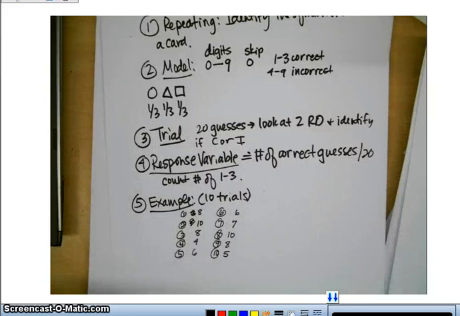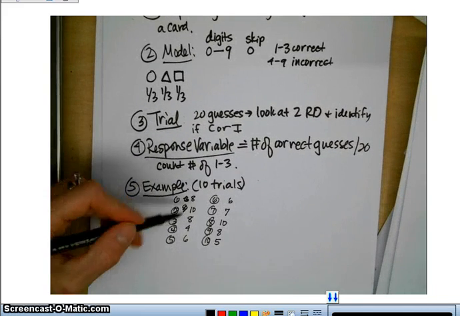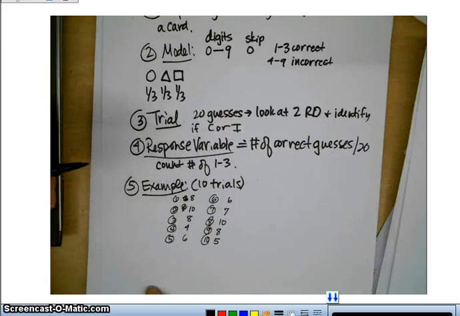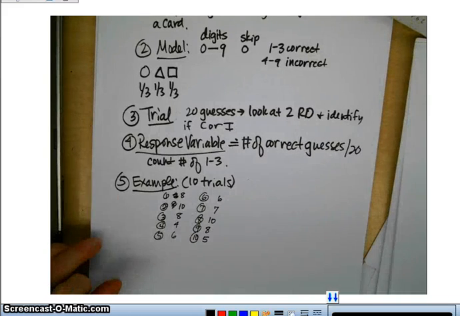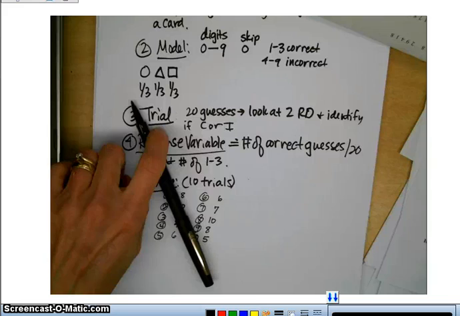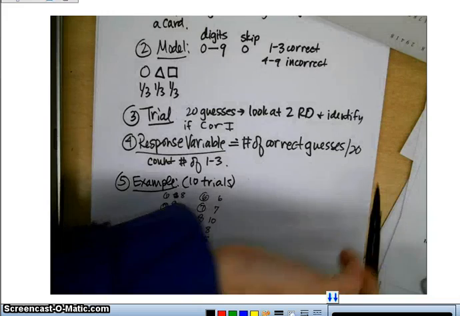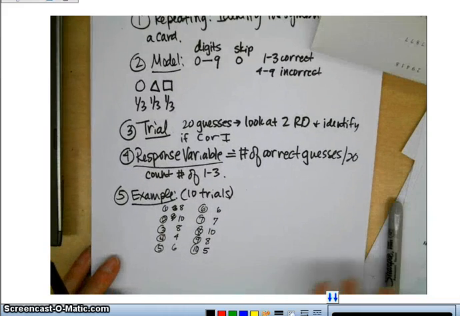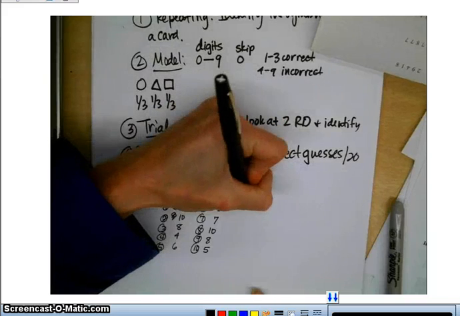But I did that, and this may not be perfect. I did it kind of quickly, but here's our 10 trials. Basically, these are the number that I got correct out of 20 each time. Okay, so this was our example in our 10 trials. Now step 6, we're going to do the results.